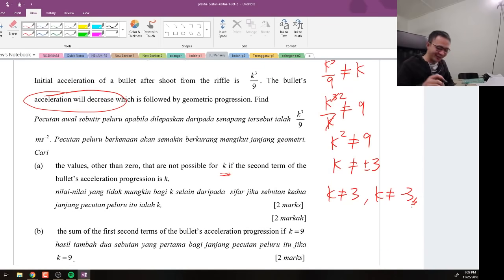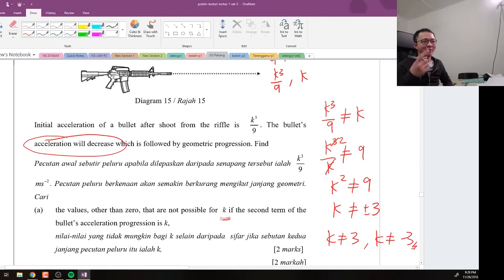Yeah, I know it doesn't make much sense because you are not learning how to solve this kind of thing. Okay, let me explain one more time. The first thing is, this is the first term, this is the second term. Because the acceleration decreases, I know the second term cannot equal the first term. Because if the second term equals the first term, the acceleration remains the same, right? The third term would equal the second term again, so all the acceleration is the same. But because it decreases, the second term must be a bit smaller. So I know they cannot be equal. Therefore I find that the values not possible for k are 3 and negative 3.